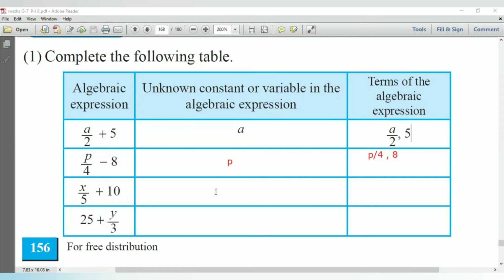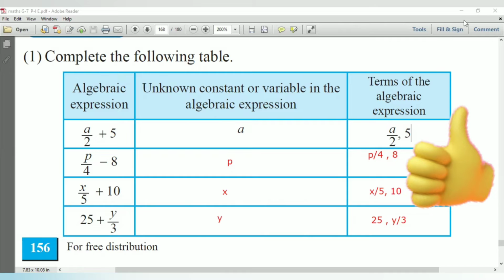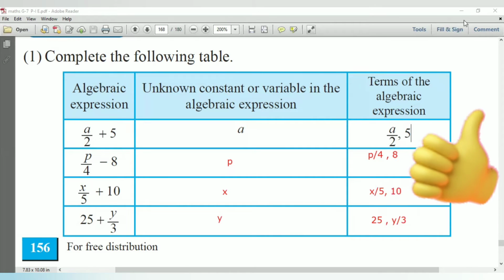Then next one, x divided by 5 plus 10. X is the unknown term here, or the variable, and x over 5 is one term and 10 is one term. Then 25 plus y over 3, y is the unknown term, and 25 and y over 3 are the two terms, right? So this is how you have to fill this table. It's very simple and easy.